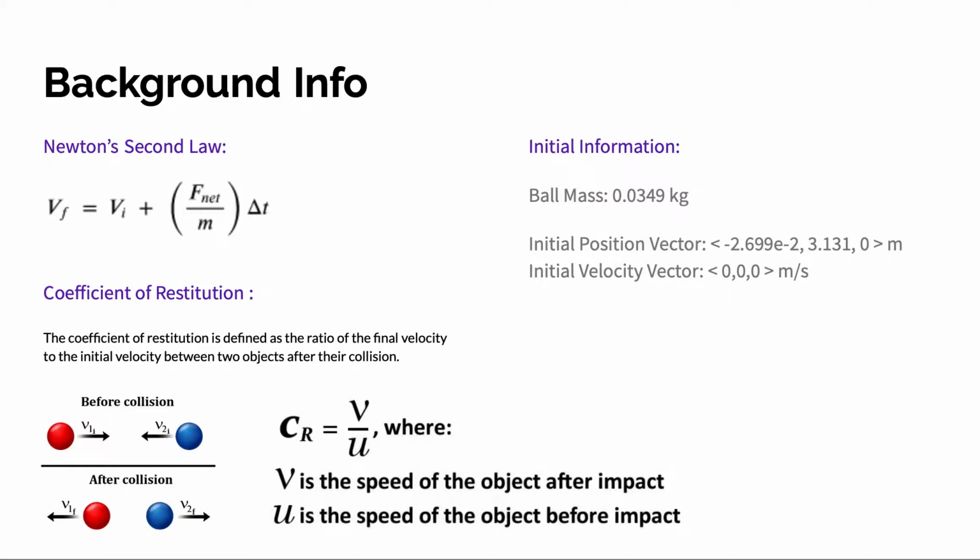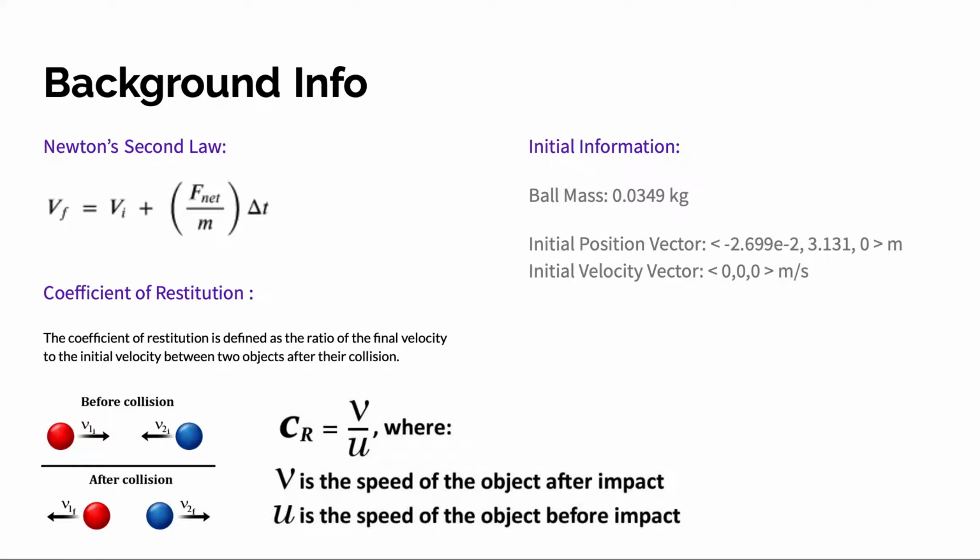So a little bit of background info. I'll be using Newton's second law to predict the motion of the object. You could have done it with the energy principle, but I chose to do it with Newton's second law. Another key factor in this lab will be the coefficient of restitution, which is the ratio of the final velocity to the initial velocity between the two objects after their collision.